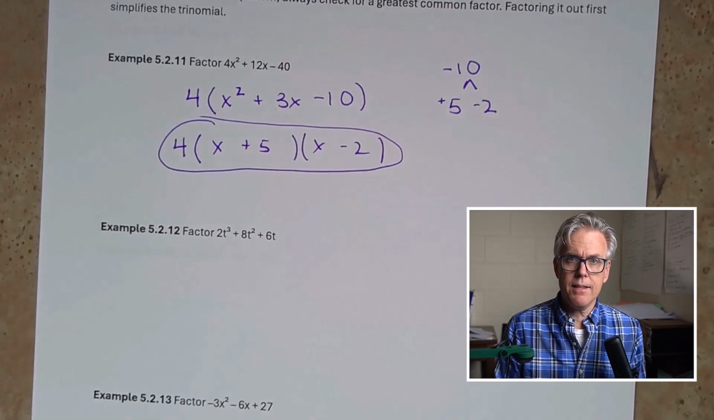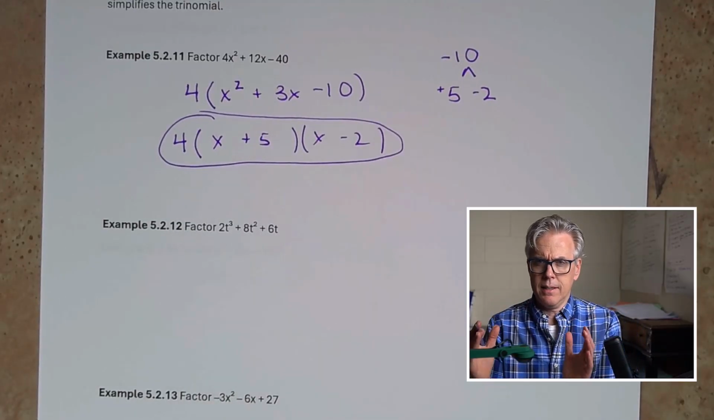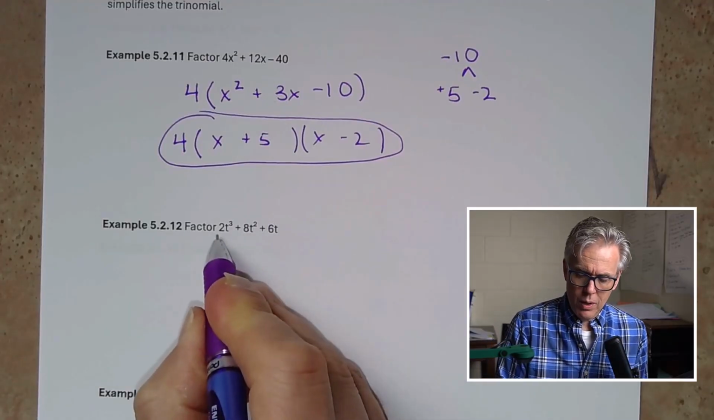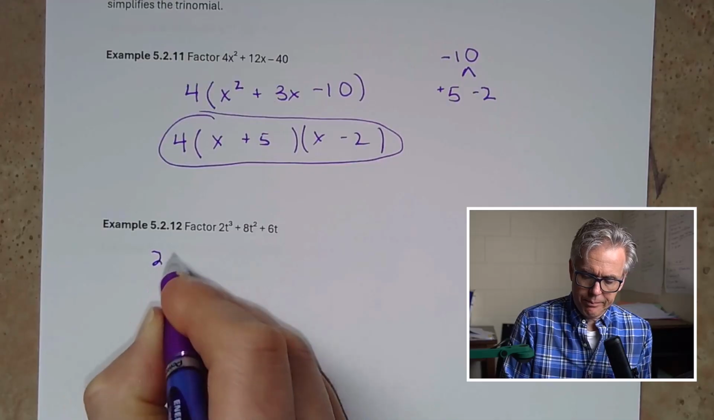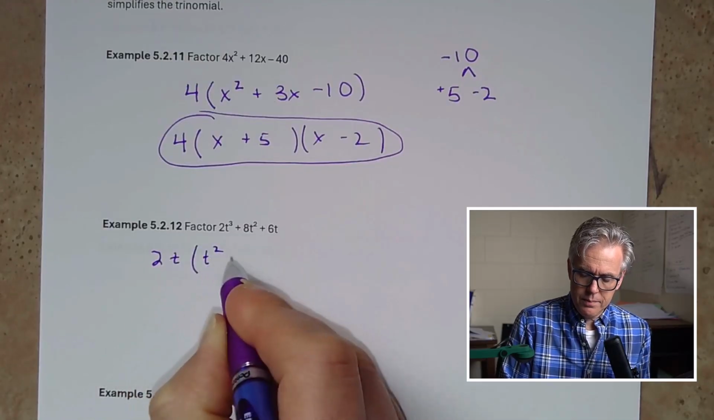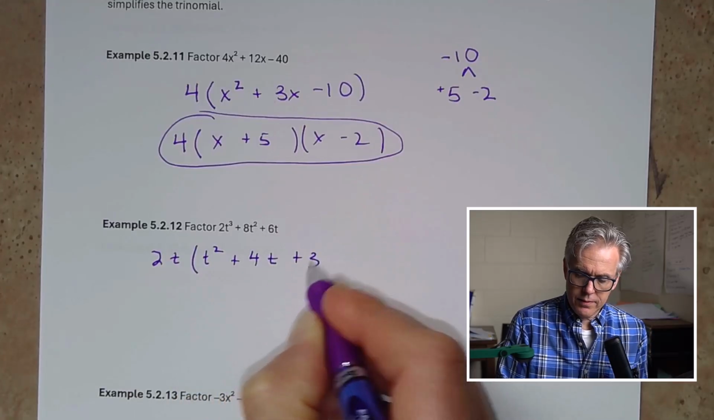Okay, try this one. Again, pause the video here, look for GCF, and see if you can factor what is in parentheses. All right, welcome back. So what can I pull out here? I've got a common factor of 2t. Then what do I have left? Got a t squared plus 4t plus 3.